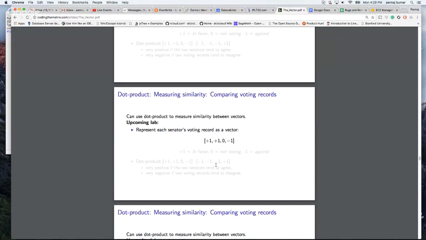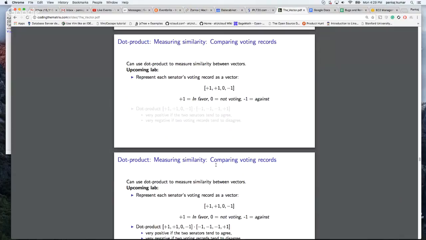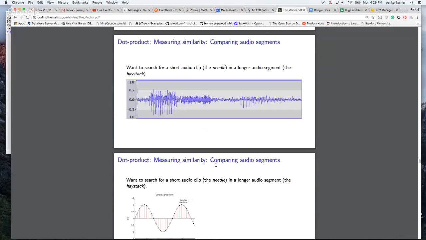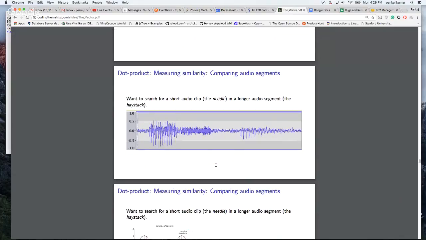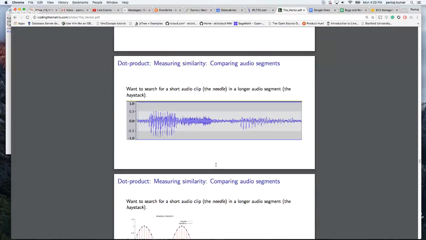So that's why you have something like this. So dot product can be used in multiple ways. If you have a short clip and you need to figure out how similar it is to a portion of a long clip, what you can do is slide the short clip, which is basically a vector, throughout the longer vector and see what the dot products are, and take the one that has the highest dot product, and that will be most similar.